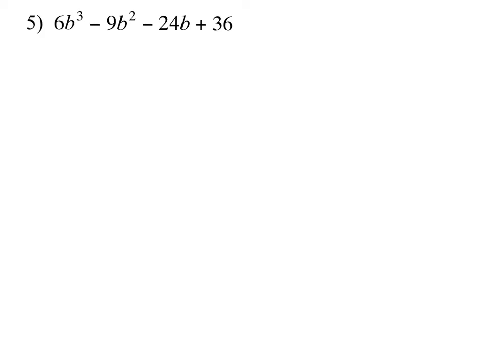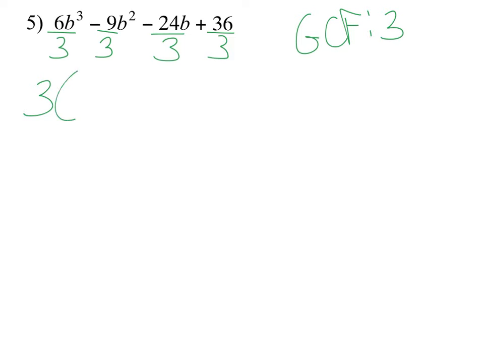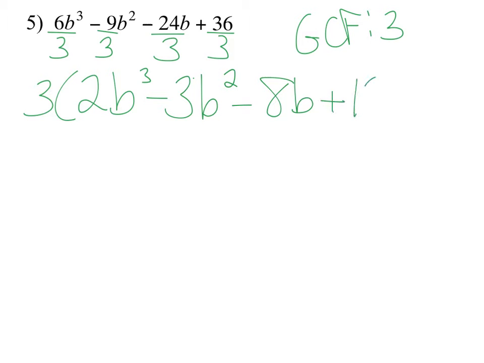All right. Last two, and it's really this example and then explaining something that happens in this example. So we're starting the same exact way. We're looking for a full GCF from all four pieces. And the number that's going to go into all of these is 3. So we're going to divide that 3 out of each of these and see what we're left with. And we should get 2b to the third minus 3b squared minus 8b plus 12.